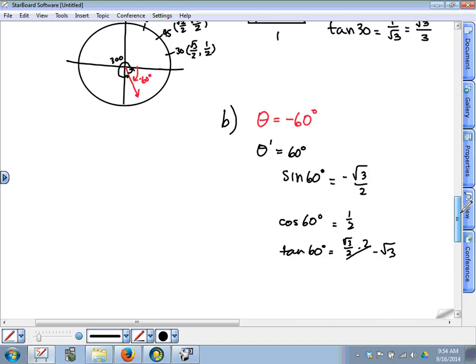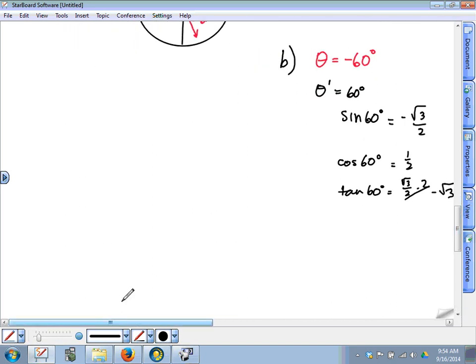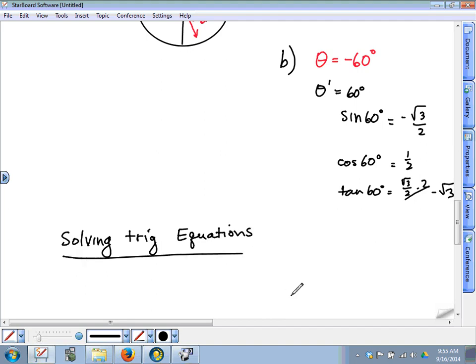Let's see, where are they going now? Ooh, solving trig equations. That's the next part of the assignment. We're going to do two different types. Basic, meaning very, very simple. And not so basic, meaning simple, but not just really simple, just simple.